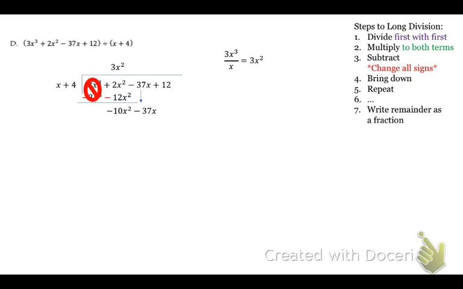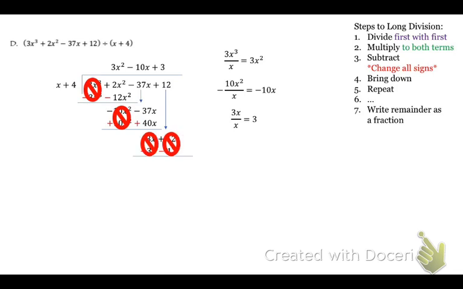So negative 10x squared divided by x is negative 10x. Negative 10x times x is negative 10x squared. Negative 10x times 4 is negative 40x. Subtract, change those signs. Those cancel. Negative 37x plus 40x is 3x. Bring down that next one, 12. And then we're going to divide again. So 3x divided by x is 3. 3 times x is 3x. 3 times 4 is 12. Subtract, change the signs. They both cancel out, so we don't have a remainder. And that is our answer.